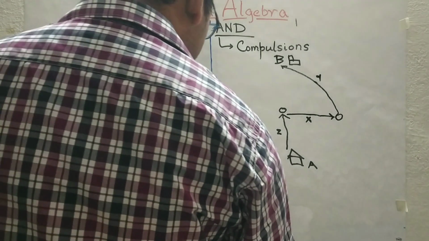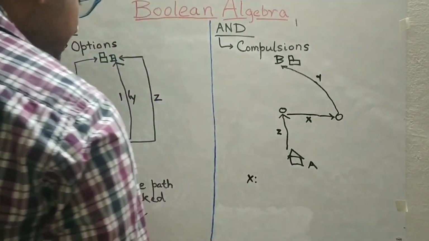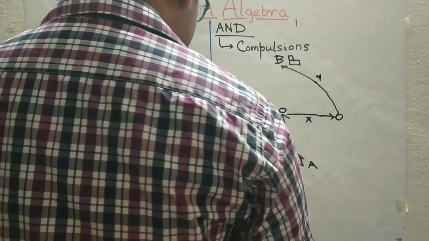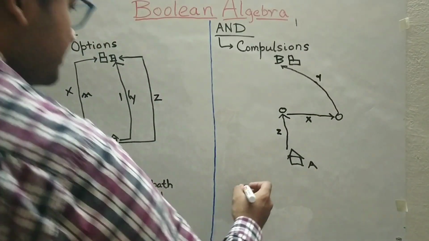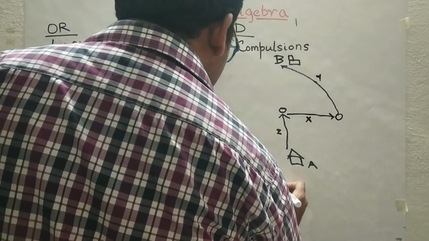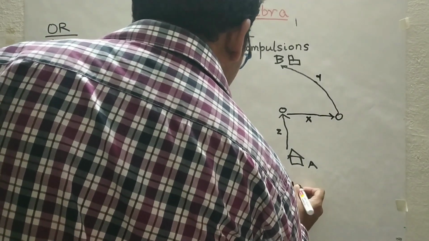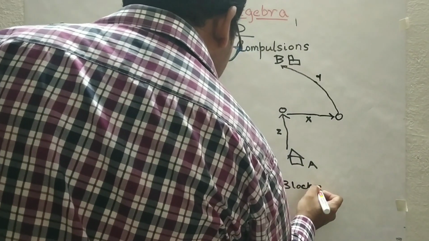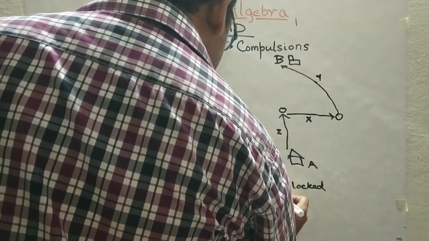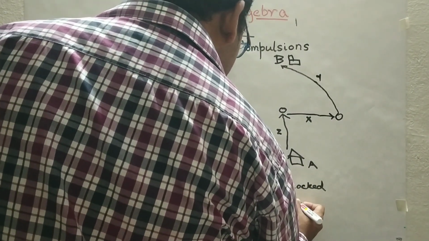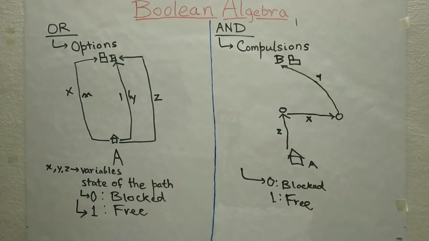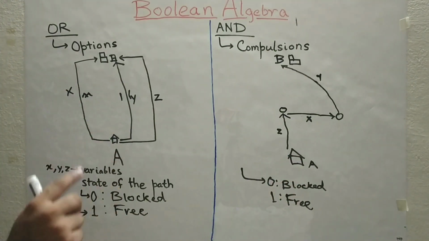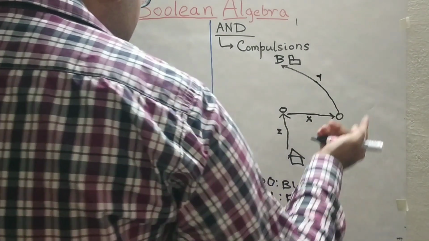X means the path. X, Y and Z are the variables that represent the state of the path. Here, 0 stands for the path is blocked and 1 stands for the path is free. Now these variables X, Y and Z can take any value, either 0 or 1. They can take only Boolean values. So the path is either free or it is blocked.